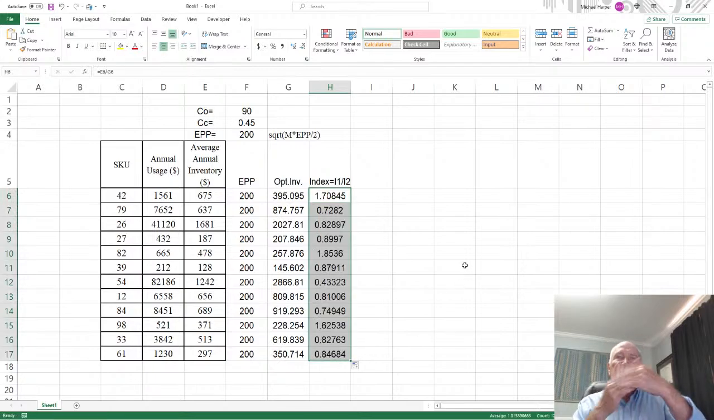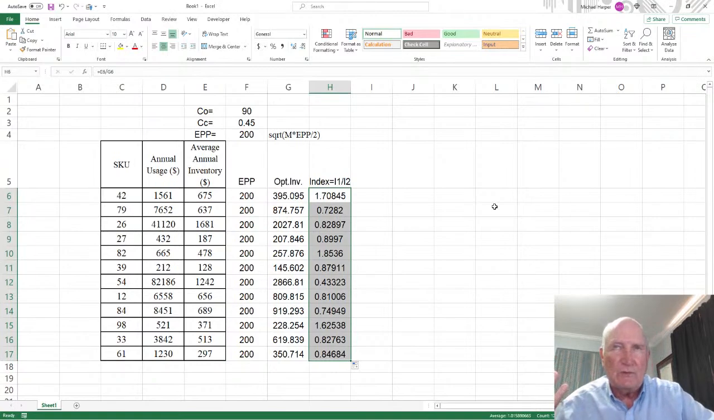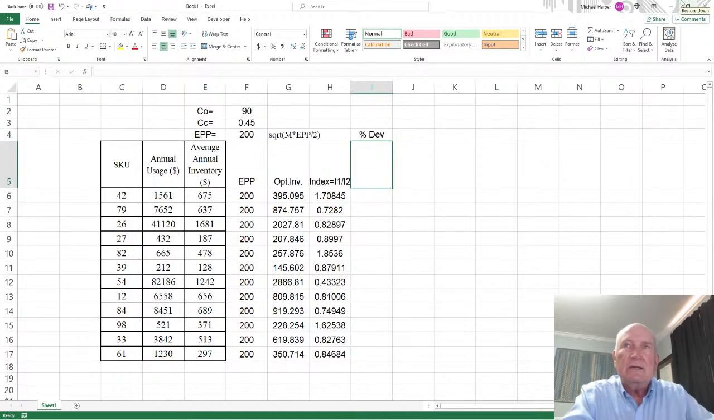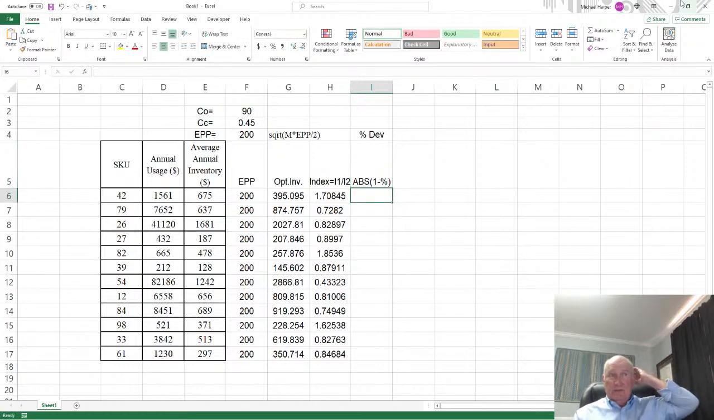Well, if it's equal to it, it's a 1. And so if it's greater than that, it's going to be more than 1. If it's less than that, it's less than 1. But if it's more than 50% more than that, it's going to be more than 1.5. If it's less than 50%, it's less than 0.5. Okay? And so let's look at the percent deviation. Let's put it up here. Percent deviation. And that's simply going to equal the absolute value of 1 minus that percentage. Okay, but that's going to be in a percentage.